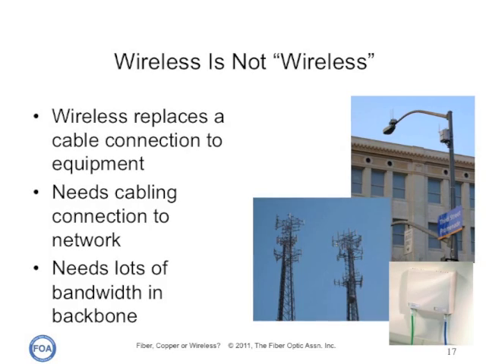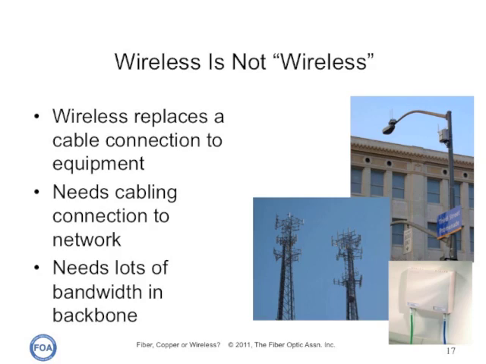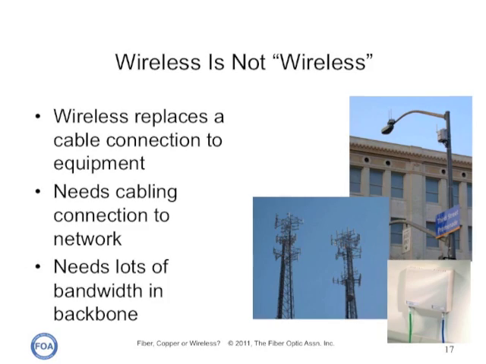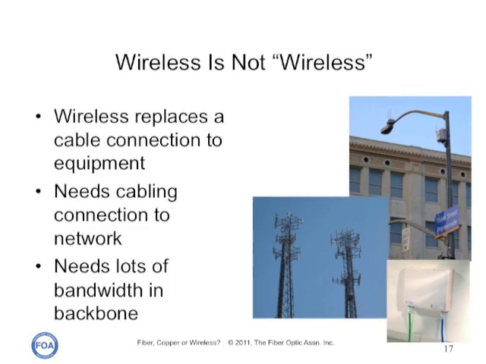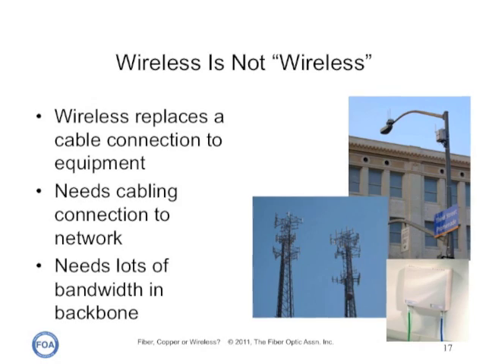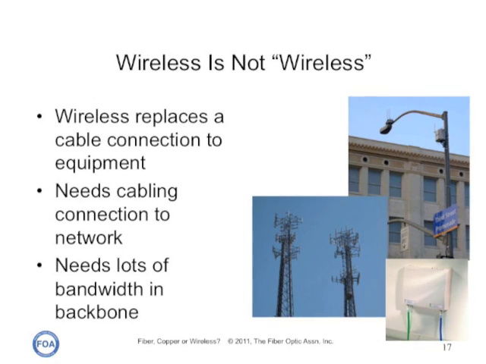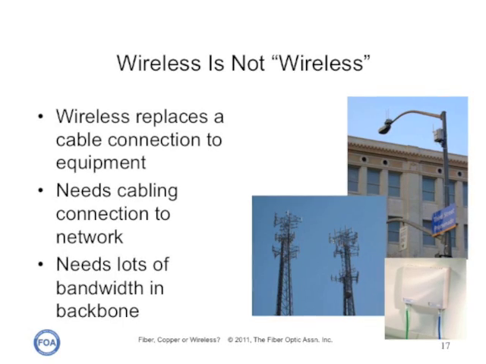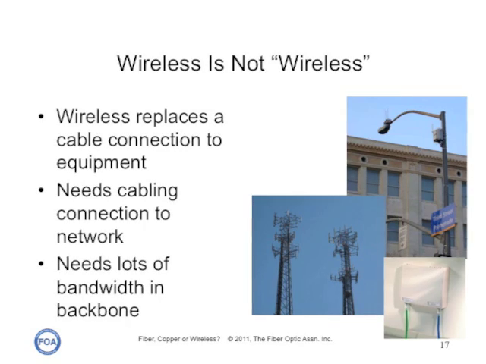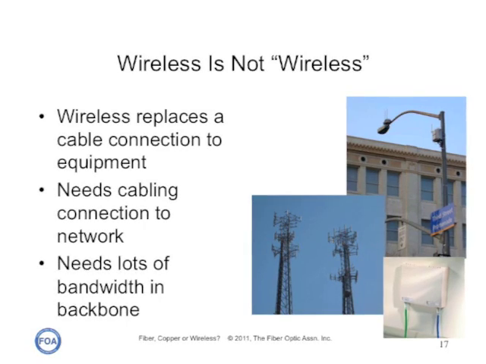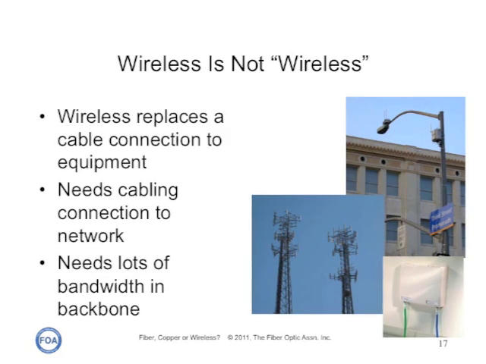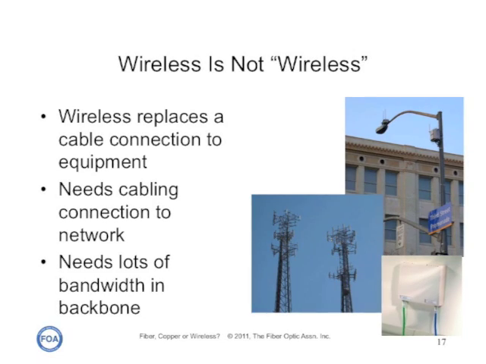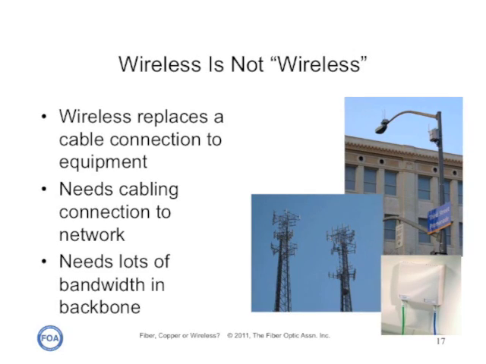But you have to remember that wireless is not wireless. Wireless basically replaces a cable connection to the mobile equipment. It needs a cabling connection to the network to work. Even today's cellular networks are getting away from wireless backhaul because there's not enough bandwidth to accommodate the growth in bandwidth in the backbone, moving to connections of fiber to the tower and even up the tower to the antennas.